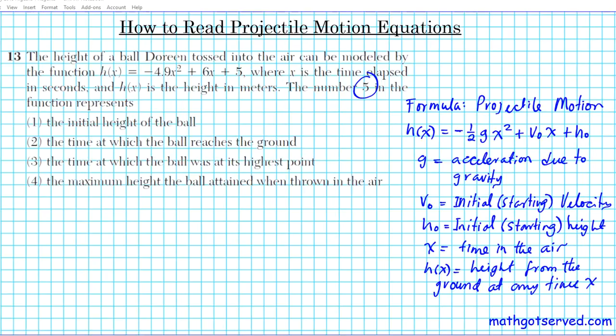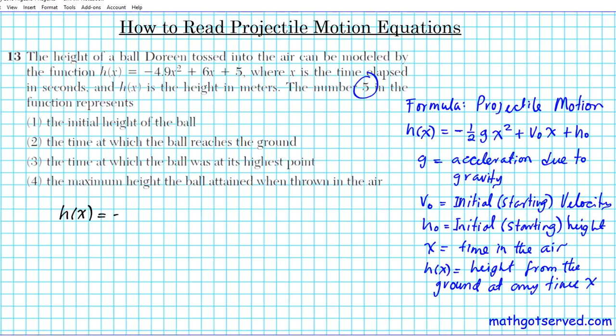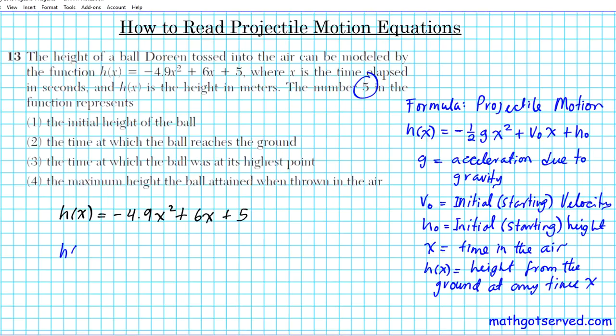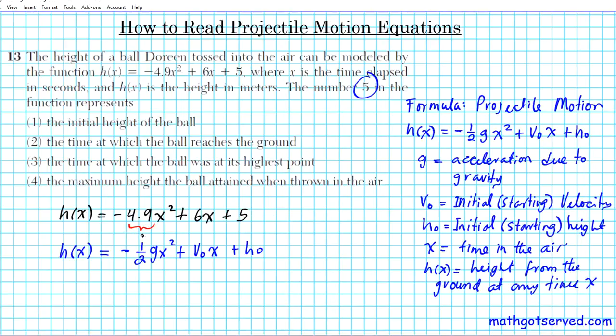Alright, so let's go ahead and write down the function first that's given in the problem. So h of x is negative 4.9x squared plus 6x plus 5. And then let's put the formula underneath and then see what the 5 stands for. Okay? So h of x is negative 1/2 gx squared plus v sub 0 x plus h sub 0. Okay, let's go ahead and map it. So we can see that 4.9 is basically half of the acceleration. So 1/2 g is 4.9.